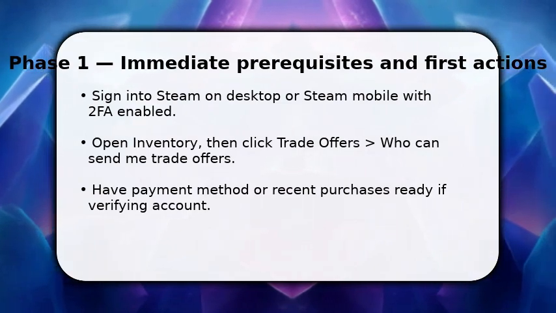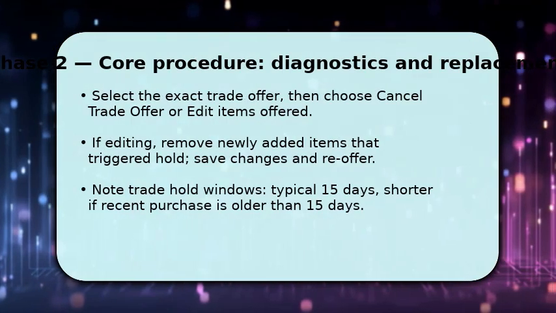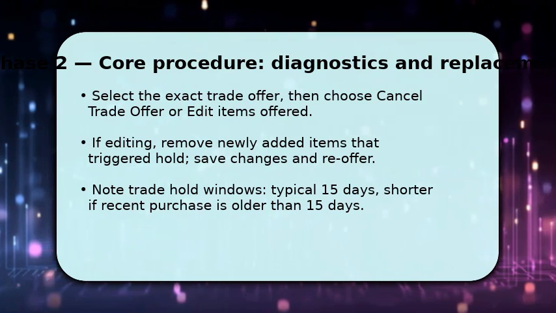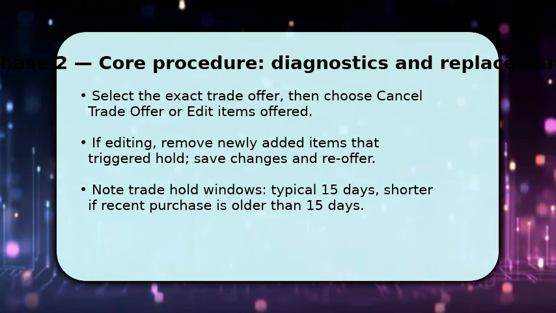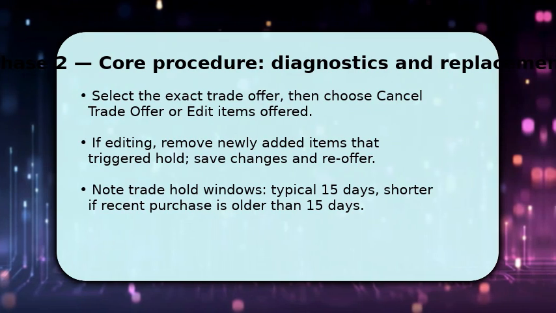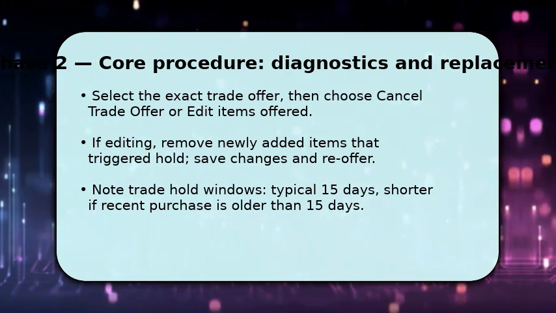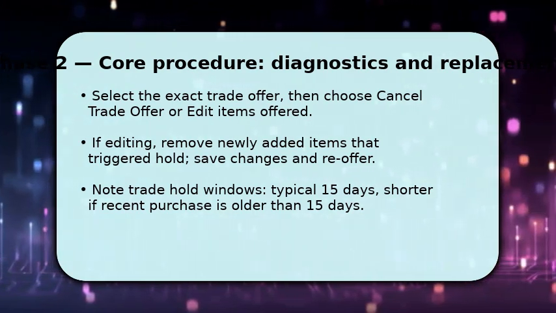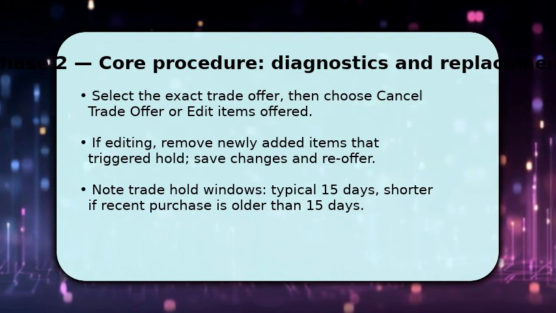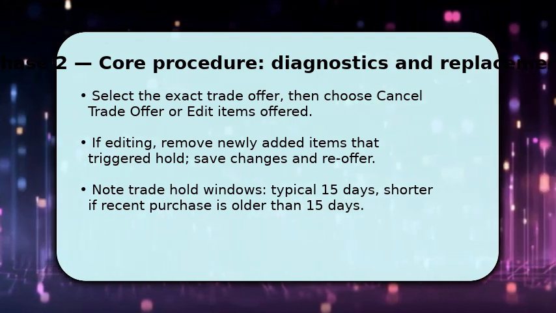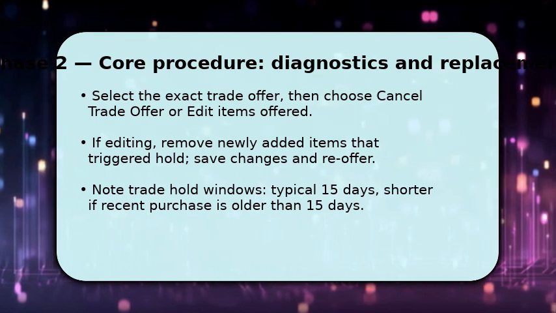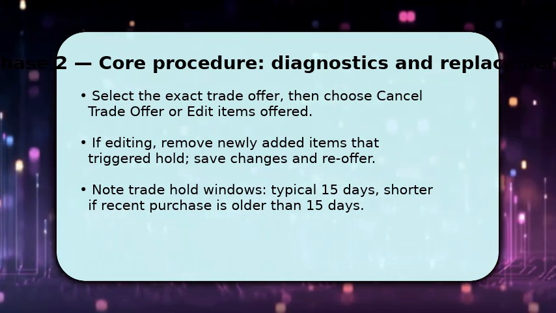Don't wait, start now. You now locate the specific trade offer and decide whether to cancel or edit it. You do this because modifying items can remove the hold trigger. Once you choose Edit, remove items that were recently purchased or gifted. Steam places holds when items are new or not tradable. Then save and re-offer. The system recalculates the hold.